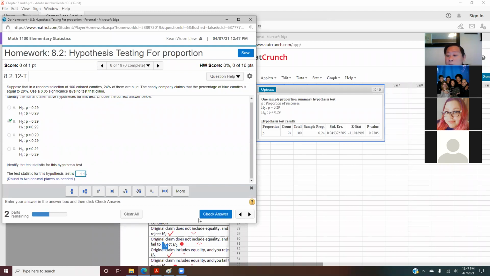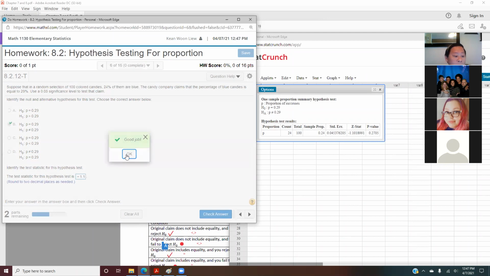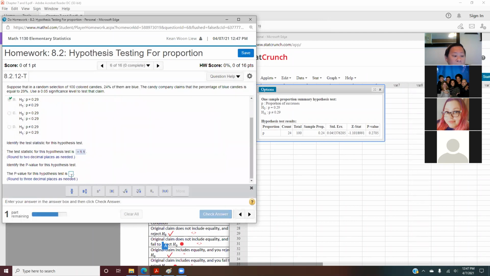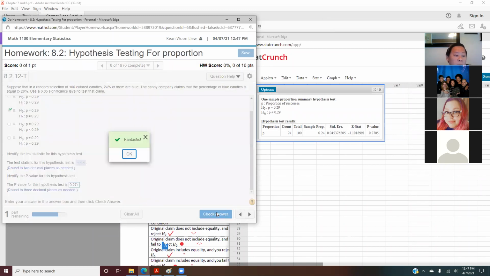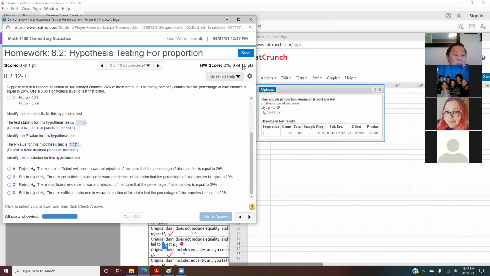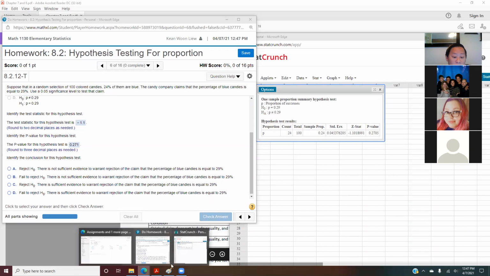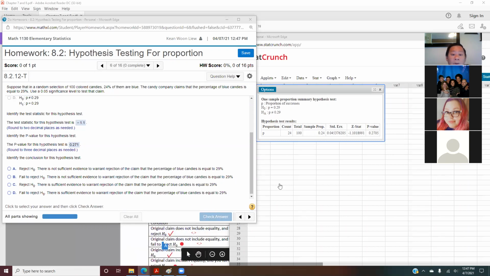In 2 decimal places. And your p-value will be the last number, which is 0.271. So this is how you do your test statistic and p-value. Same thing happens in your test. This is how you do it for this.